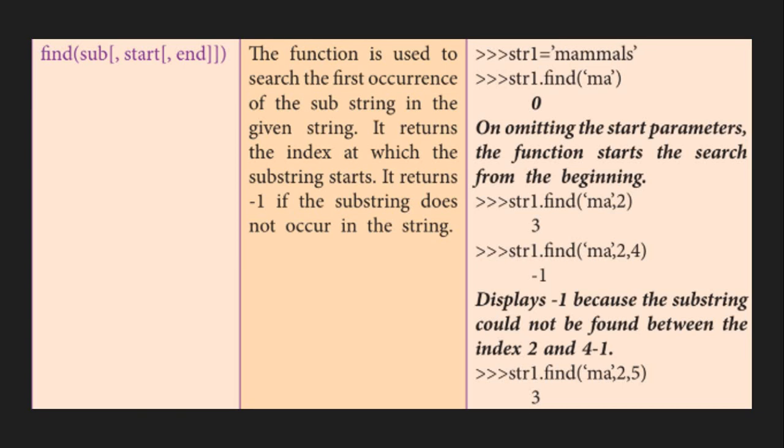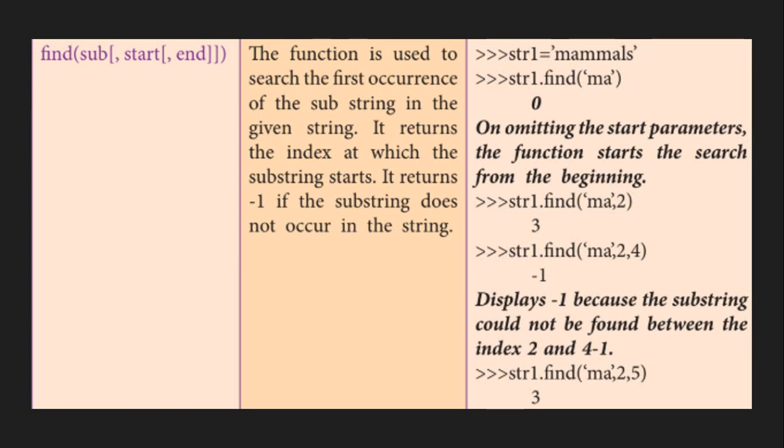Now look at this example here. str1 is equal to mammals. It is going to find out the substring I've given, MA. MA is a substring of the main string mammals. So when does this MA start in the main string? At position 0.